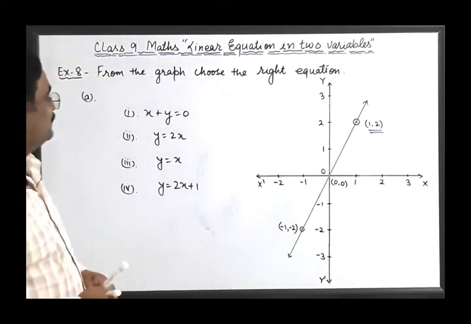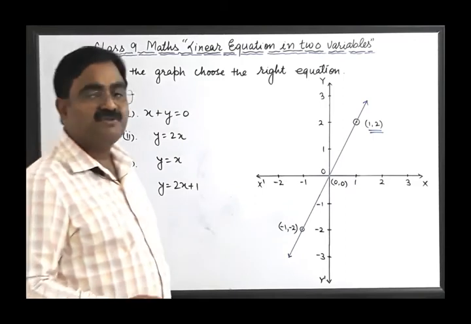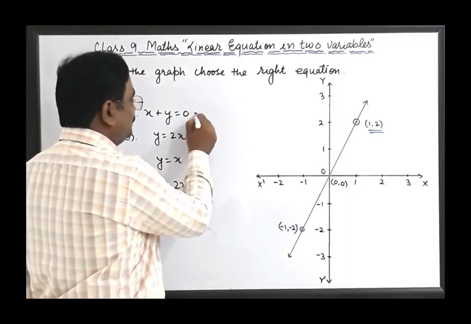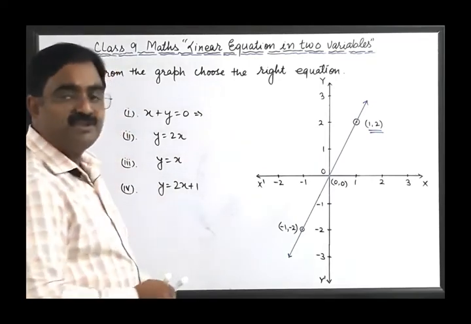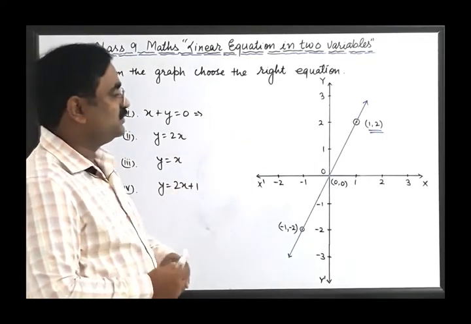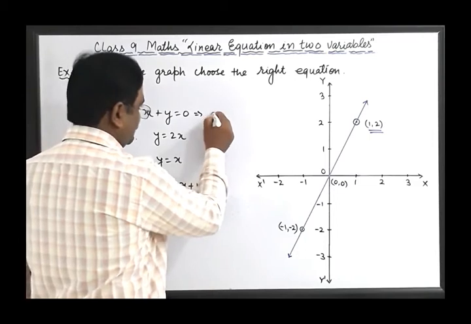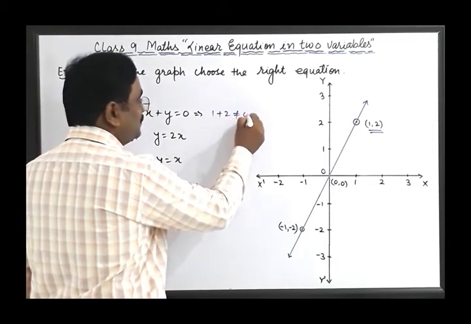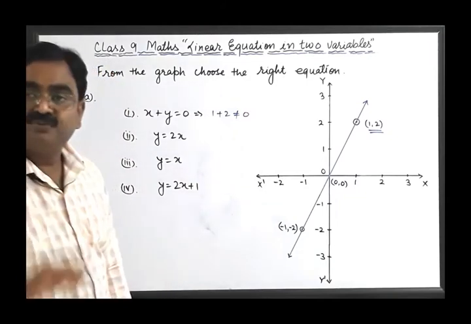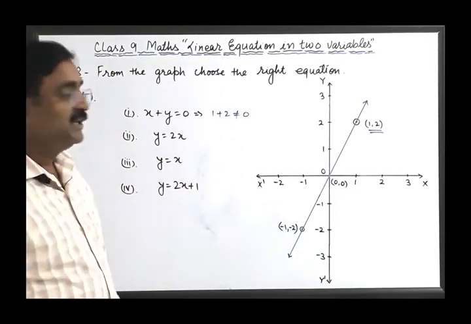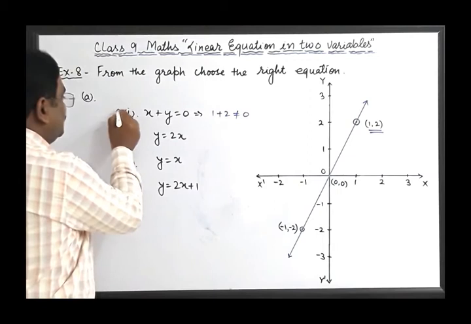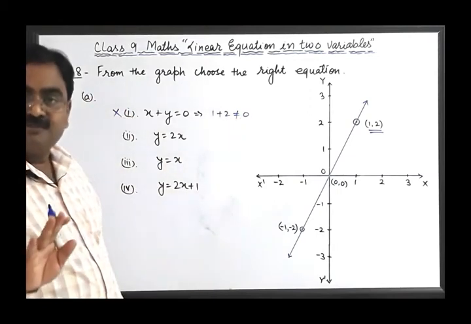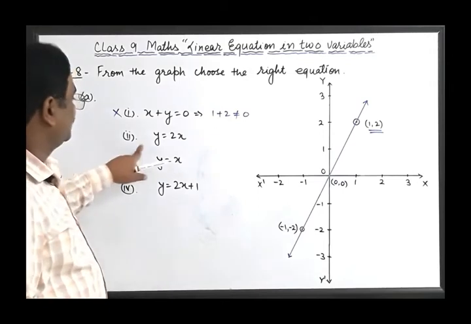So see the first, x plus y equals 0 is given. For this, when you substitute x equals 1, y equals 2, is it 0? So 1 plus 2 is not equal to 0, because 1 plus 2 is 3. It means this is not the equation of this given line. Okay children? Let us see the second equation.